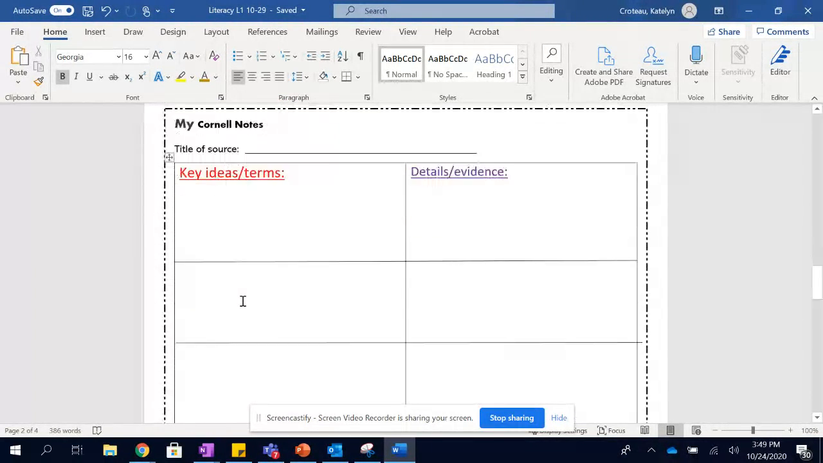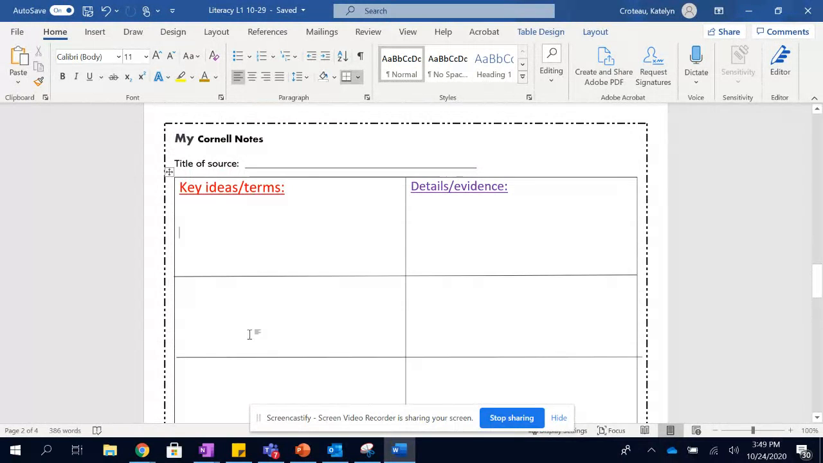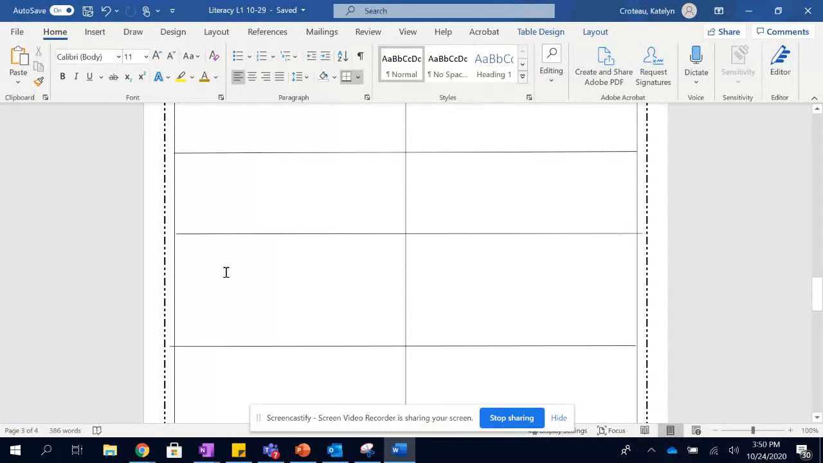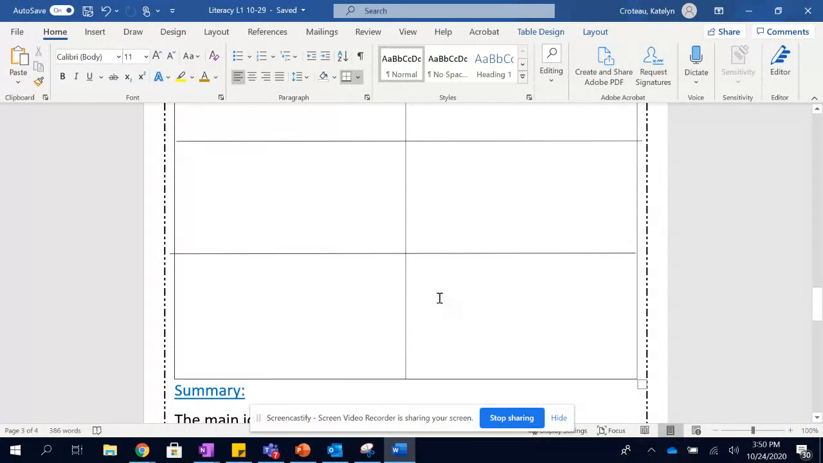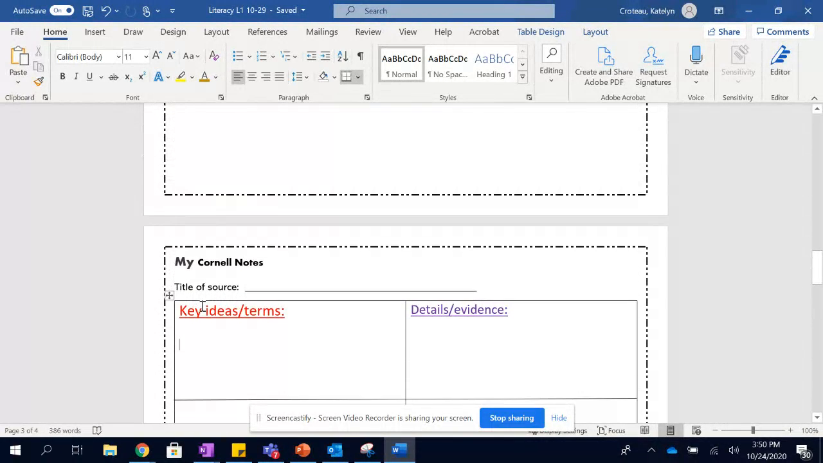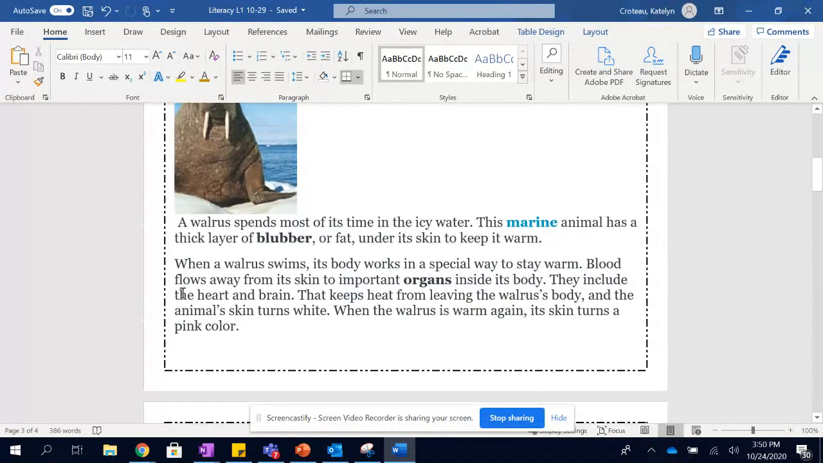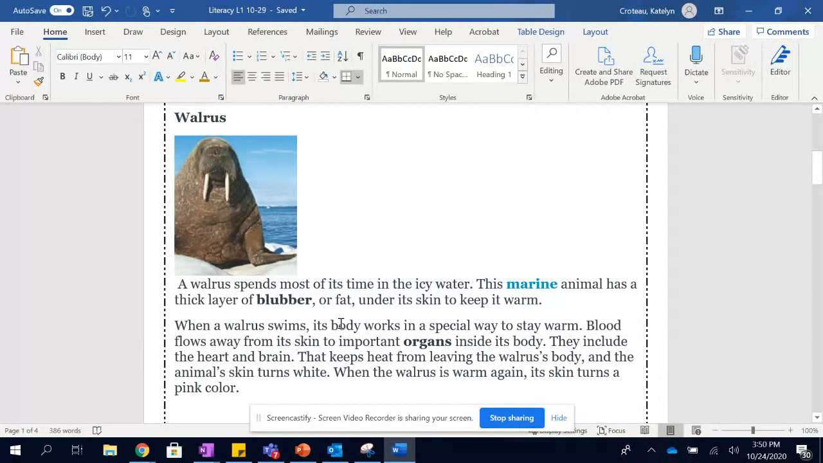I want to point out to you that I've split your chart into 4 paragraphs so that you could do that introduction paragraph in this box. You could do the walrus here. You could do the polar bear here and the snowy owl here. That would be my recommendation to make it nice and organized, okay? Let's find out how the walrus survives.